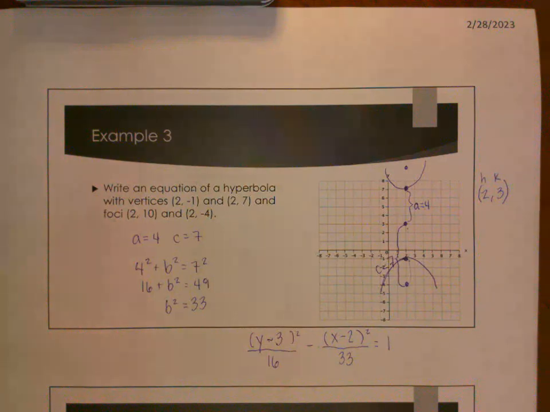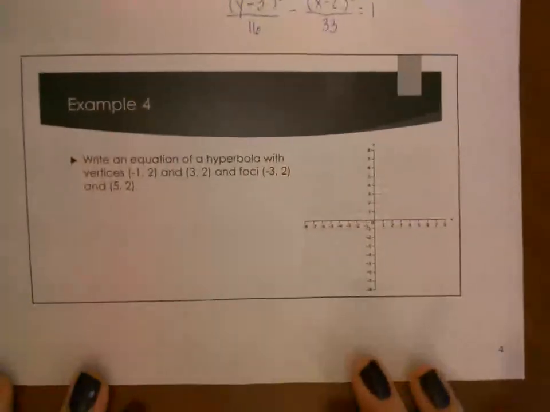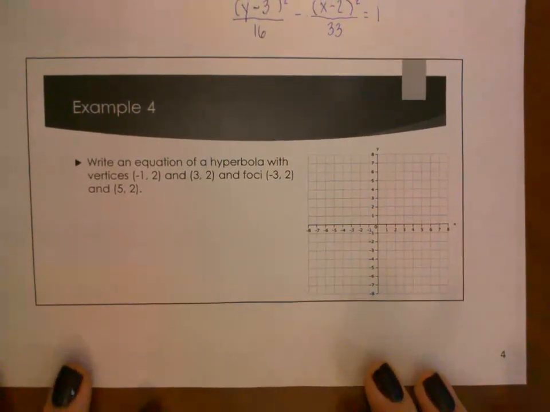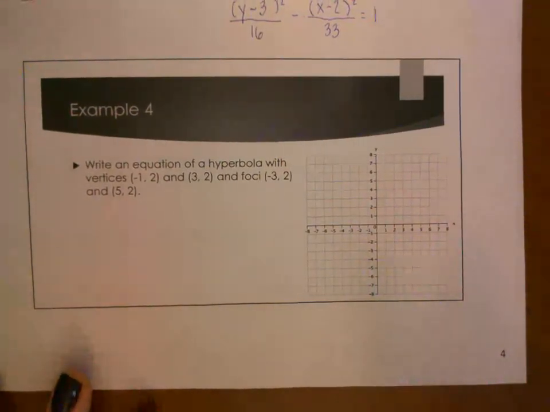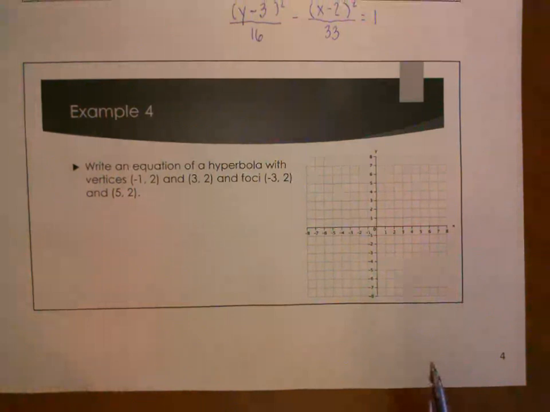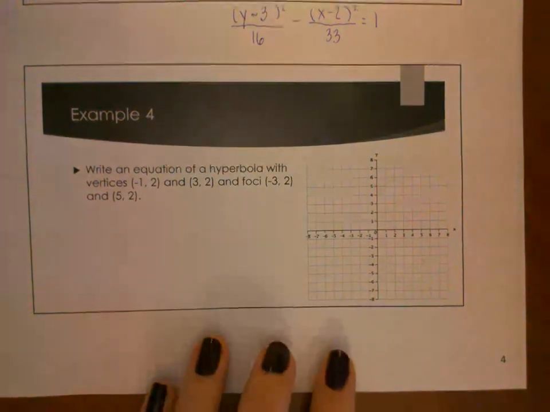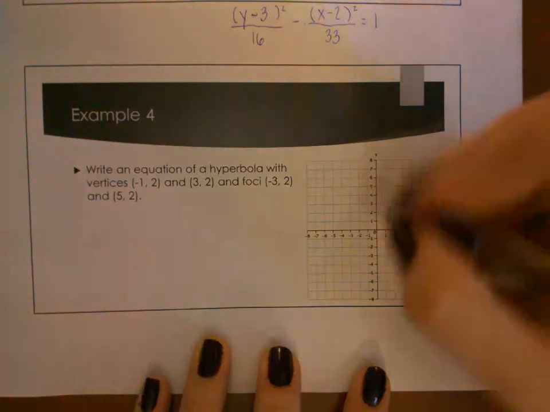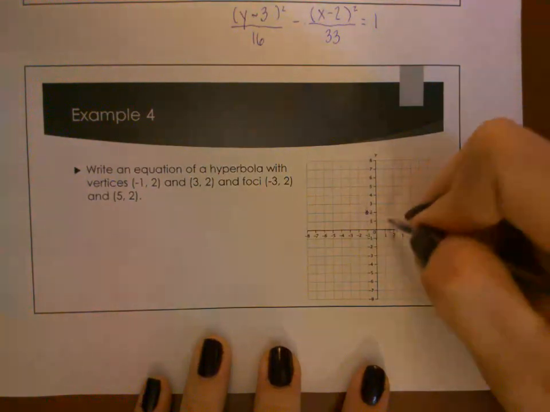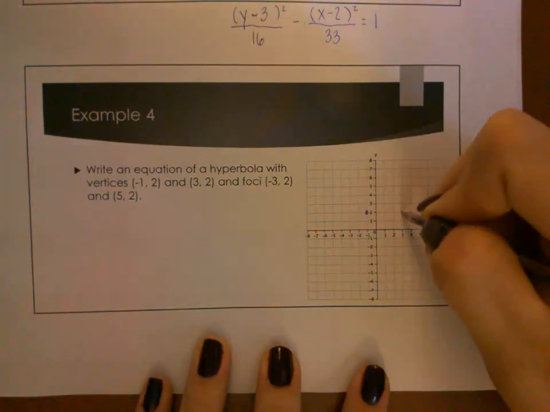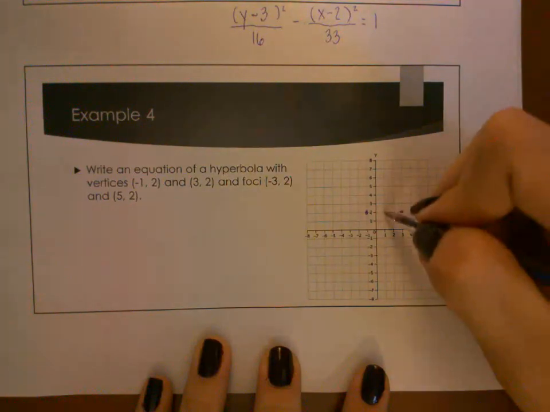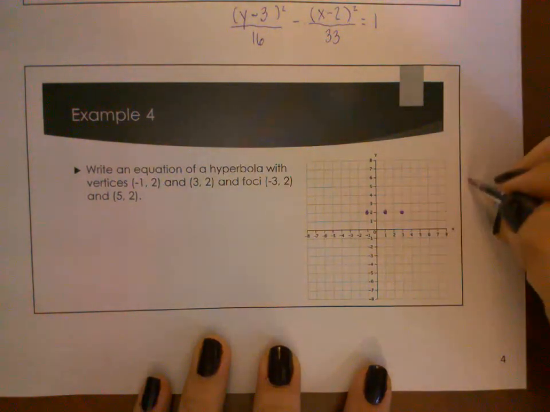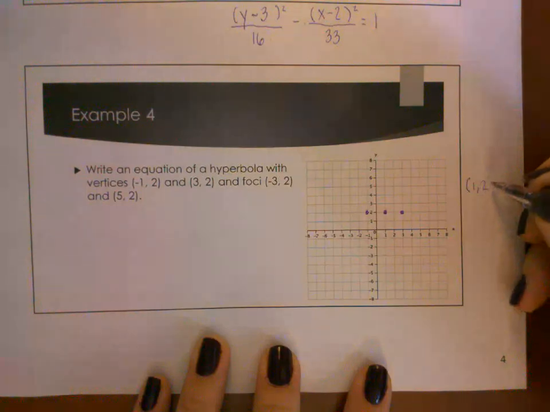So let's look at one more example that's similar to that one. Write an equation of a hyperbola with these vertices and these foci. So what I'd like you to do is first start by telling me, what would the center be? Because we have vertices at -1, 2 and 3, 2, I can find the midpoint and say that this right here is going to be the center. The center is going to be at the point 1, 2.